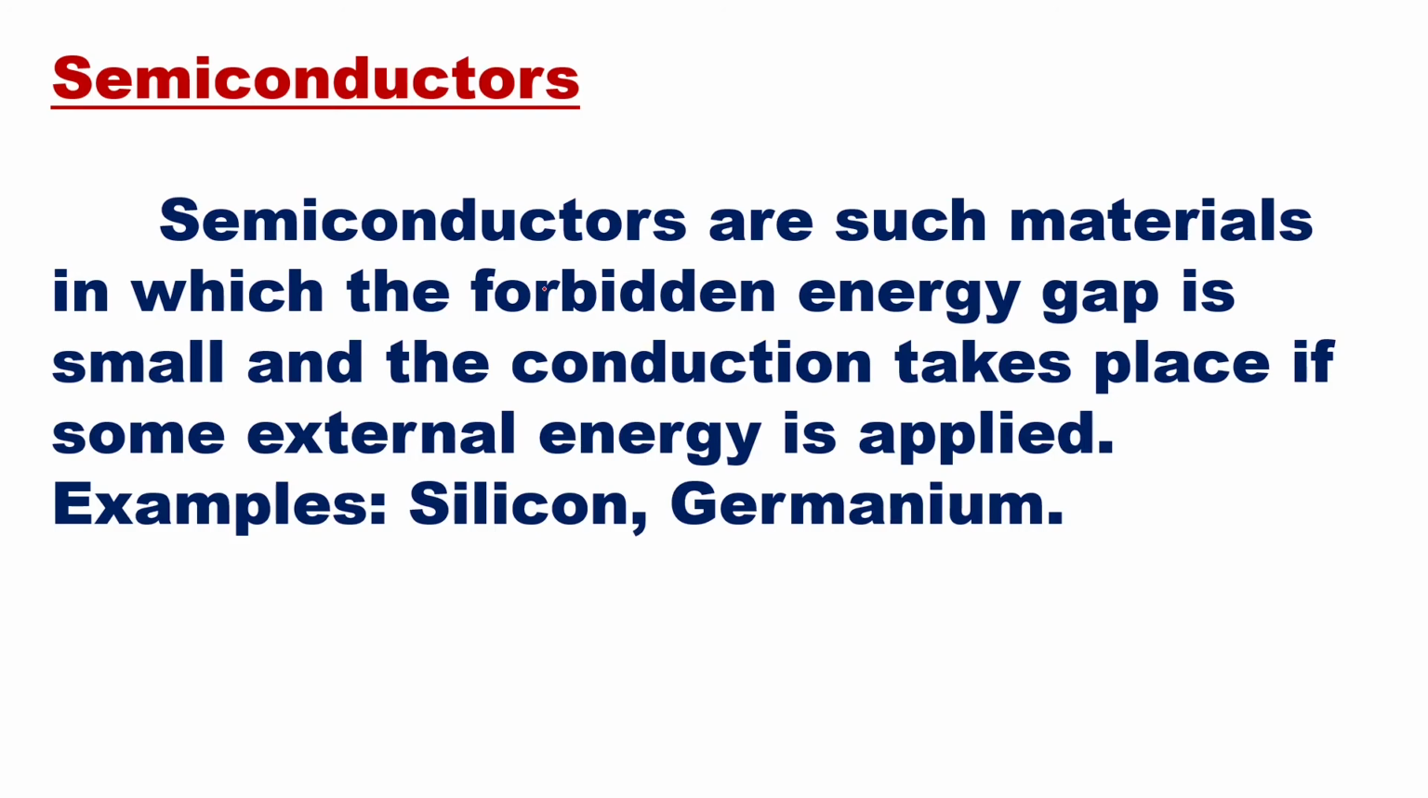That means you can make some excess free electrons very easily. That means you can make a flow of current very easily if you apply a certain energy. That means before applying the energy, there will not be much conduction. After applying a certain energy, there will be conduction. That means if it is not applied with any energy or temperature, if it is at low temperature, it behaves as an insulator. If it is applied with a higher temperature or any other form of external energy, it can behave as a conductor.